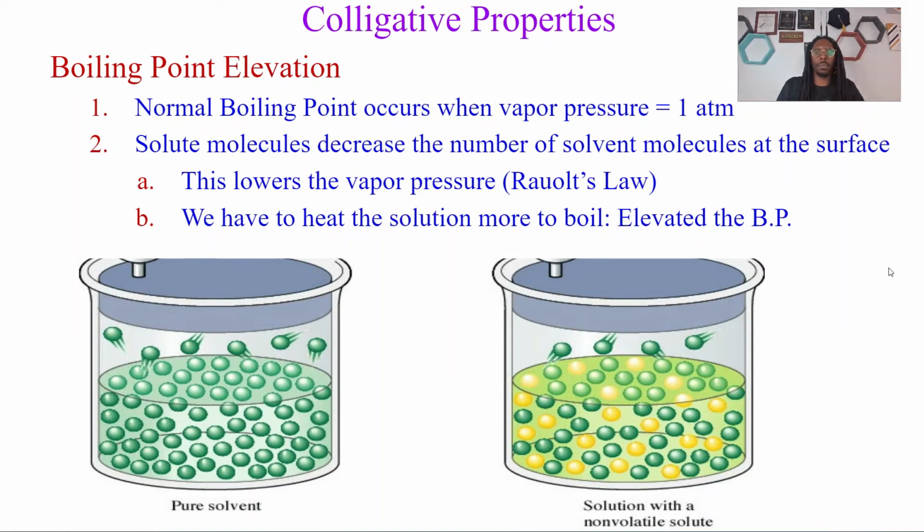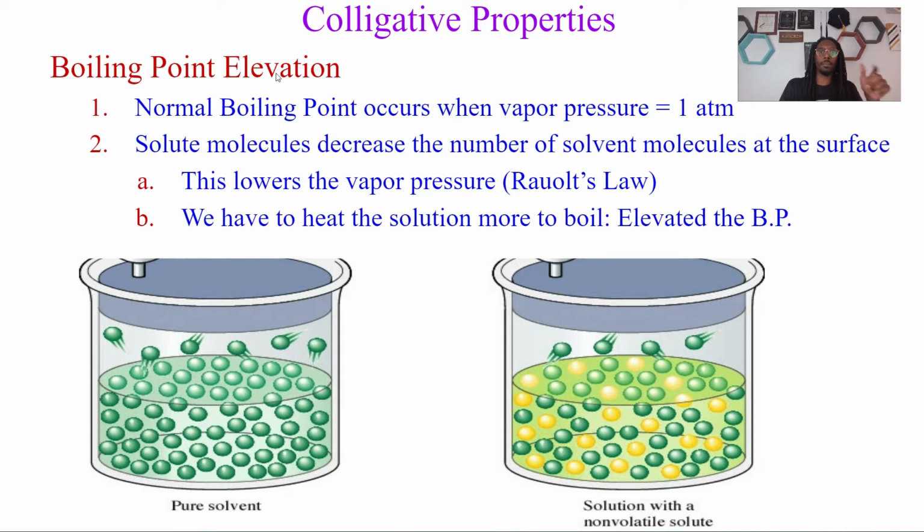So a couple of things we want to pay attention to with boiling point elevation. Let's get to the first one. Normal boiling points occur when vapor pressure equals 1 atmosphere. This is when we're going to see that boiling point: when the vapor pressure is equal to 1 atmosphere, the external pressure. So they're equal, and that's when we see the boiling point start to occur.